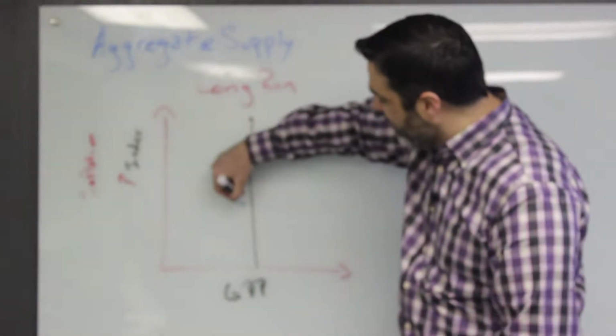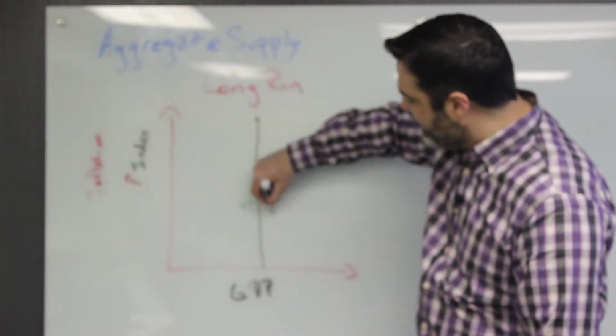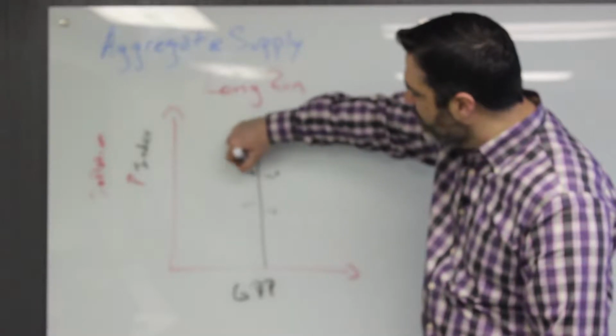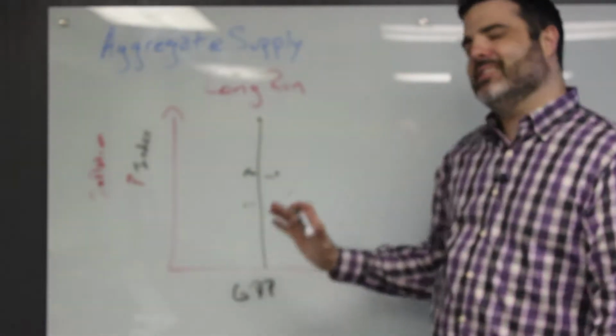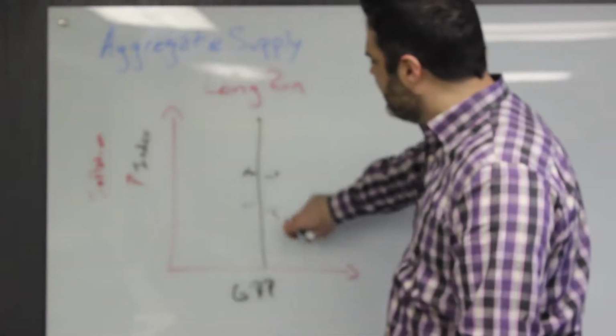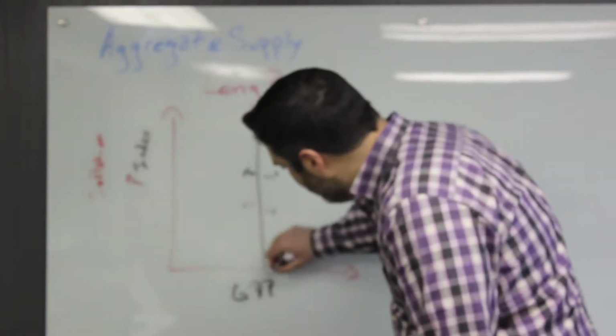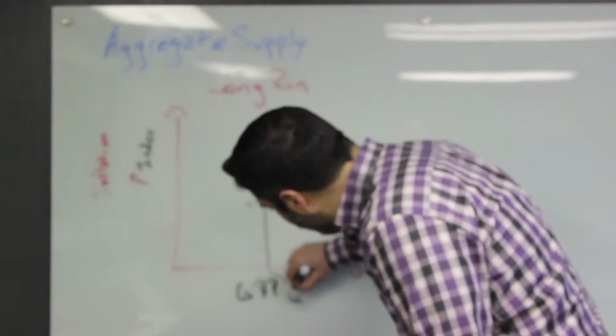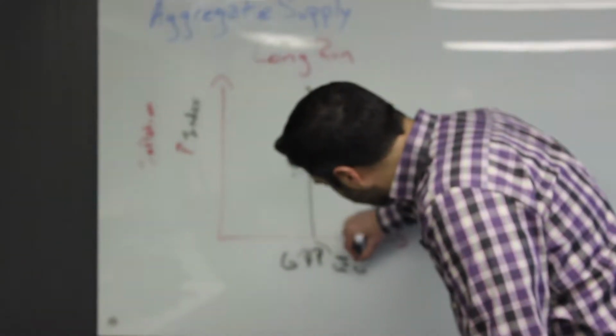Now it can shift to the left or to the right based on different things happening, and there may be things that make it move. But it doesn't slope. It falls to a place that is the comfortable place. And at this place in the long run, this is where we come to what we call full employment.